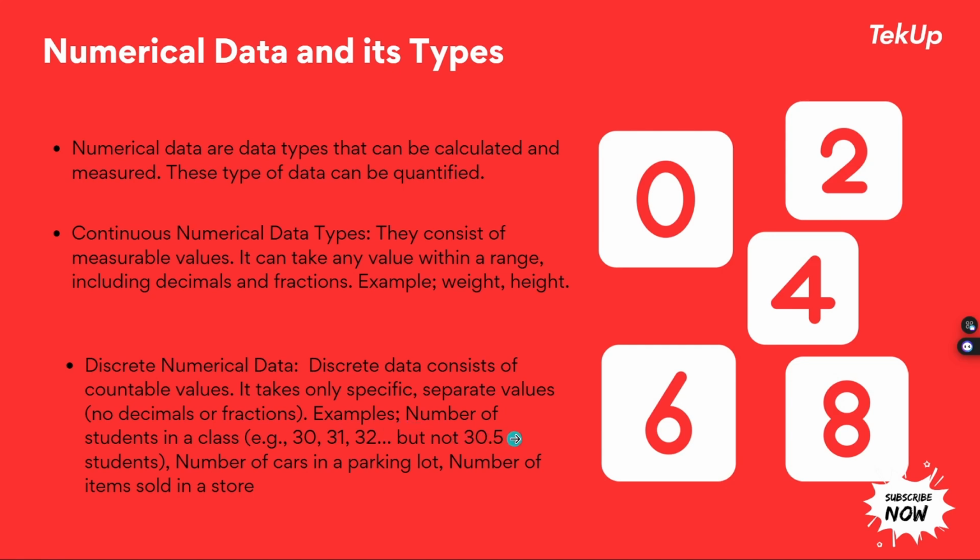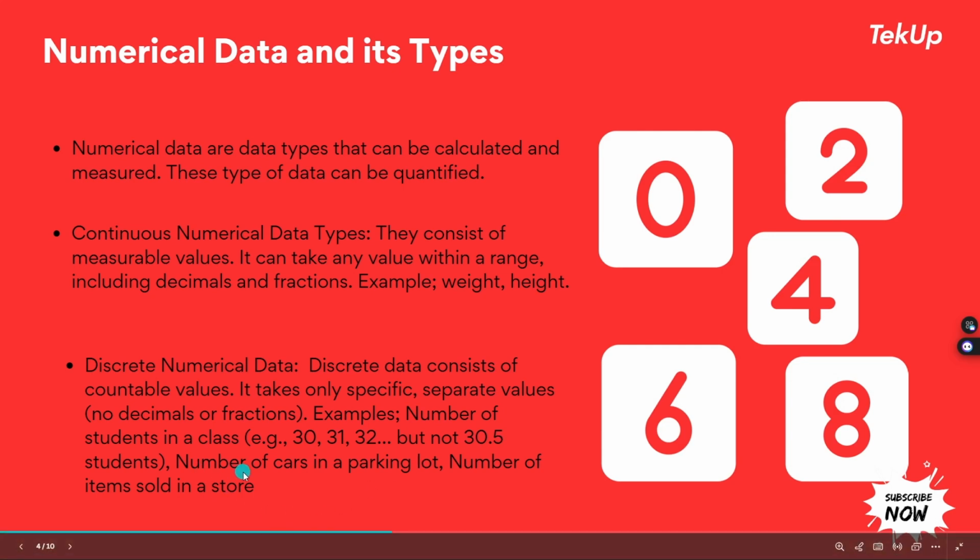Let's say we have a given class with a total of 100 students. There's no way we can say one student is half. One student is calculated as one, not half or a quarter. So this is an example of the discrete numerical data type. There's no way we can say we have 90.5 students. We can only say we have 30 students, 100 students, or 150 students. This is what discrete numerical data type means.